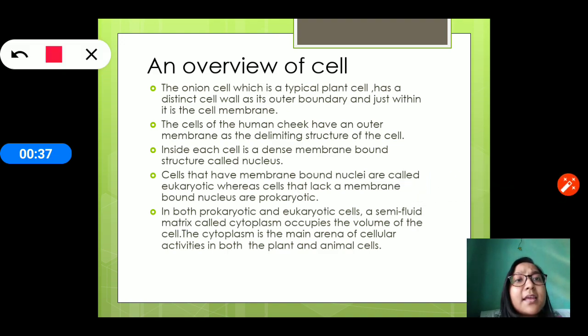Inside each cell, there is a dense membrane-bound structure called the nucleus. Those cells which have membrane-bound nuclei are known as eukaryotic, and those which lack a membrane-bound nucleus are known as prokaryotic. In both prokaryotic and eukaryotic cells, there is a semi-fluid matrix which occupies the volume of the cell, known as the cytoplasm. In both plant and animal cells, the cytoplasm is the main arena where all the cellular activities occur.